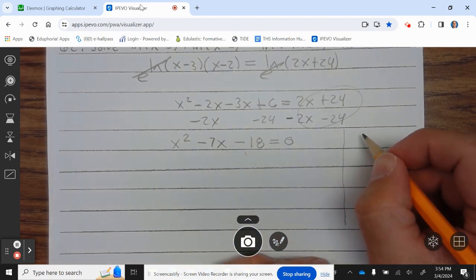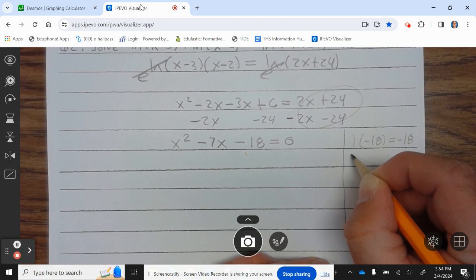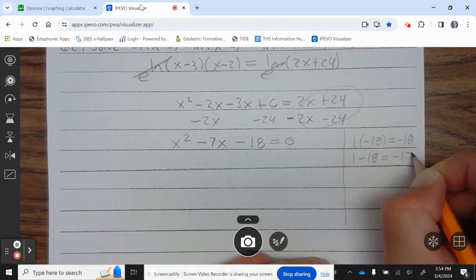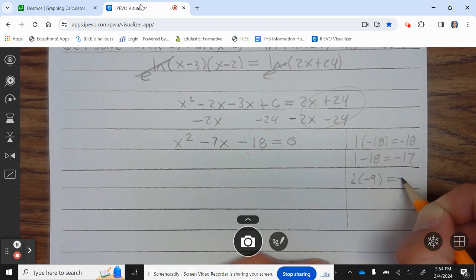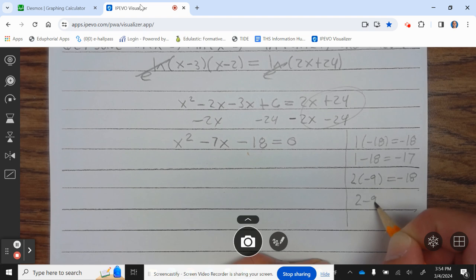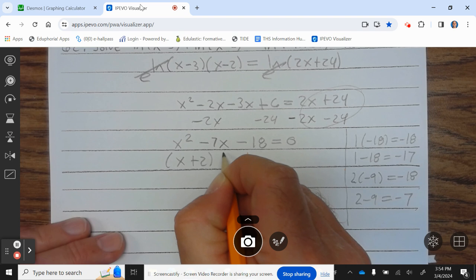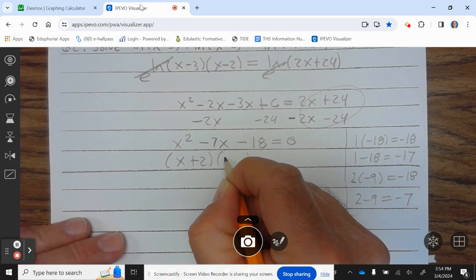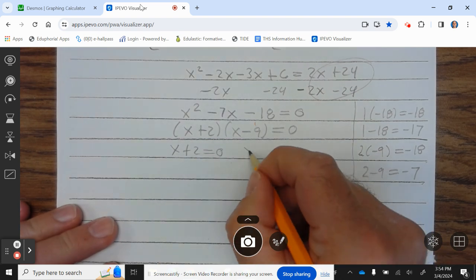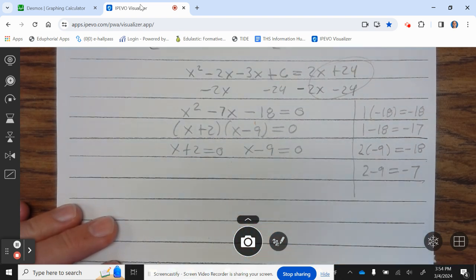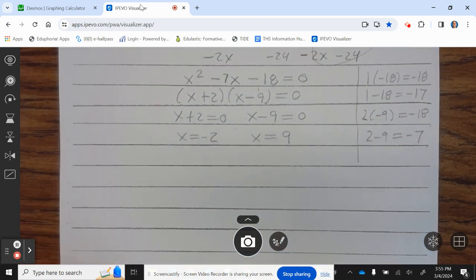negative 7. So 1 times negative 18 is negative 18. 1 minus 18 is negative 17. That doesn't work. 2 times negative 9 is negative 18. 2 minus 9 equals negative 7. That works. So our factors are (x plus 2)(x minus 9) equal to 0. So x plus 2 equals 0, x minus 9 equals 0. So x equals negative 2 and x equals 9.